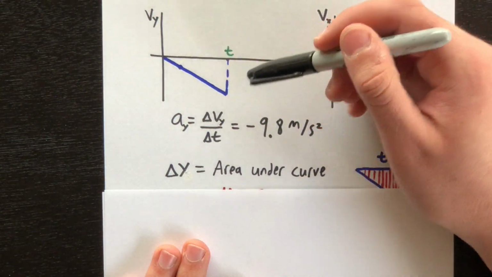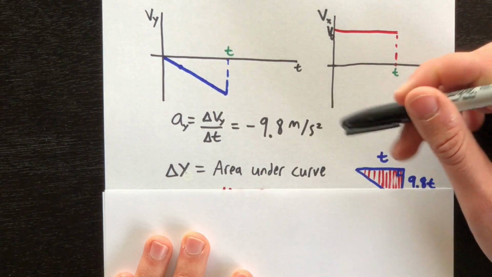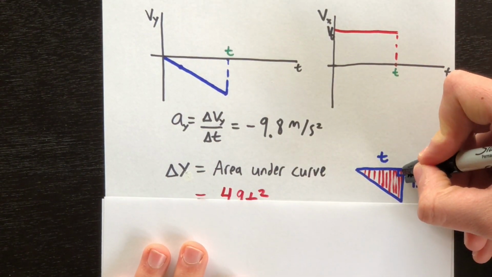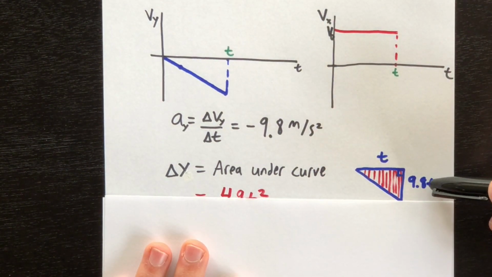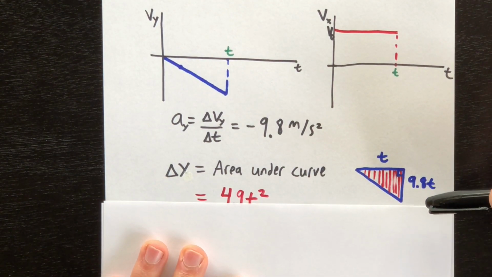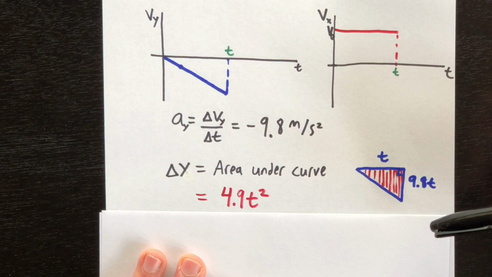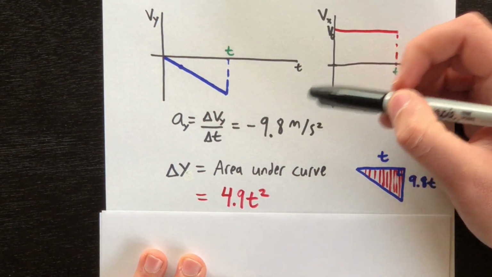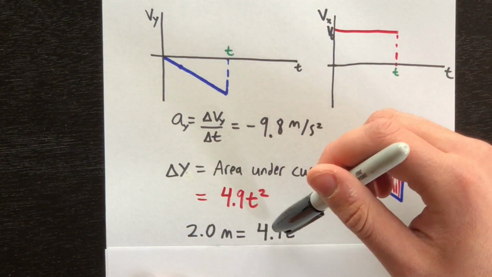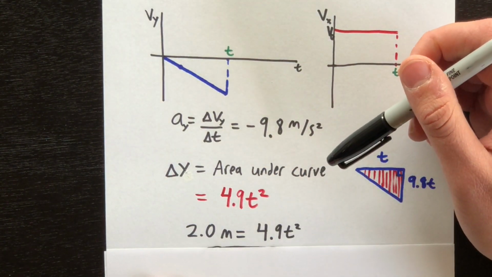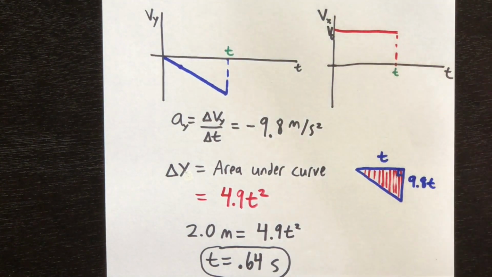We can find the area under this curve in terms of t. We know that this side is t, and since the slope is 9.8, this side of the triangle, looking up at this graph, is going to be 9.8 t, so when you find the area of that triangle, it's going to be 4.9 t squared. We know what our vertical displacement is. We measured it at the beginning. It's 2 meters. So we can set this 2 meters equal to the area under the curve, 4.9 t squared, and find out that the time it was in the air is 0.64 seconds.